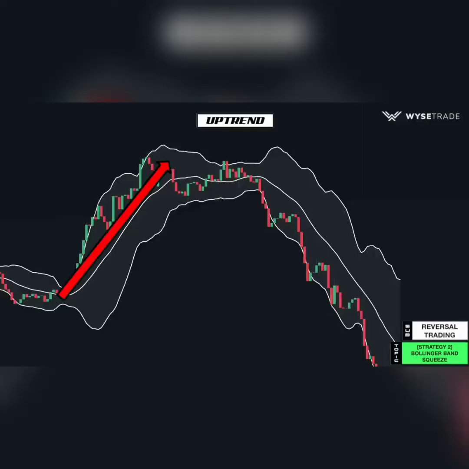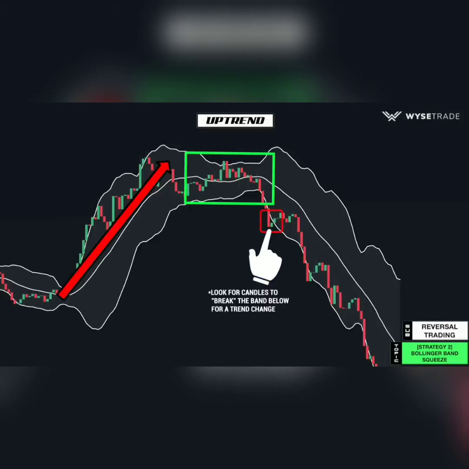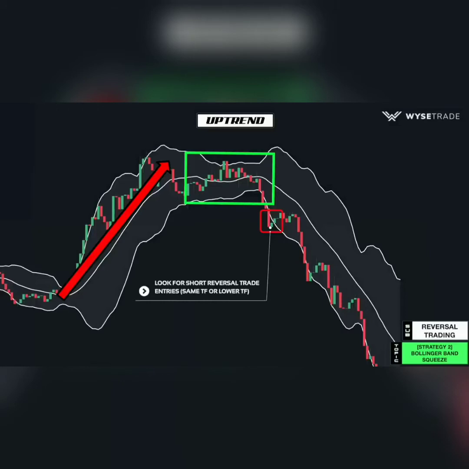You have your moving uptrend. The bands squeeze together. Then once price breaks the band below, this signals a reversal of the trend, and you would look for short trade entries, going in the opposite direction.